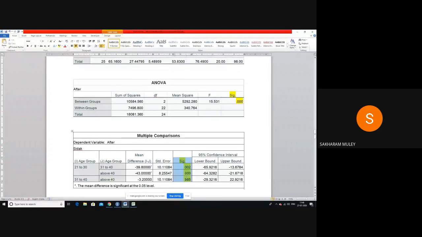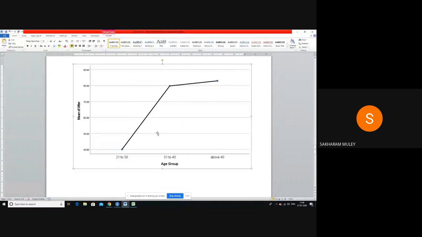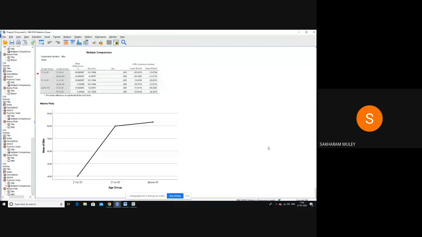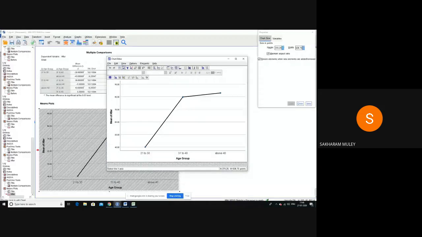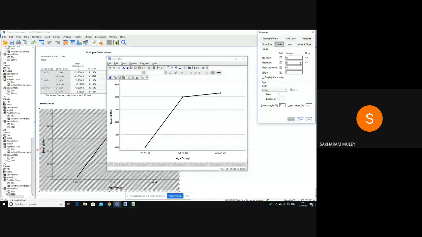And what is this chart? This chart is called a means plot. Once you bring the plot into a Word document, you cannot edit it. But if you want to edit this particular plot, you can edit it in SPSS. You can change the scale of y, for example set the minimum value, and apply. So before bringing it into a Word document, you can make all the changes.